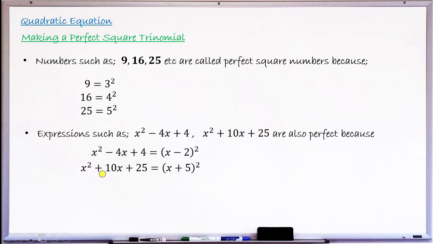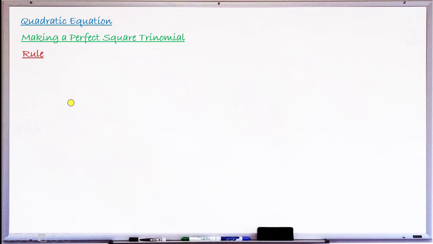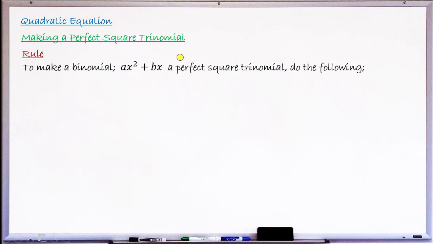So in this lesson, what we're going to learn is how to take algebraic expressions that are not perfect and make them perfect. So let us move. To make an expression into a perfect square expression, there are rules, there are guidelines. Let's see the rules. It says to make a binomial, ax squared plus bx, this is the general binomial expression, into a perfect square trinomial, which will now have 3 terms, what we say is do the following.